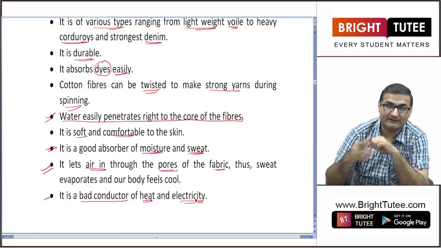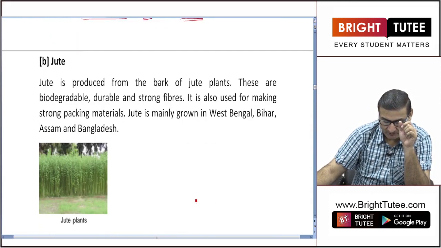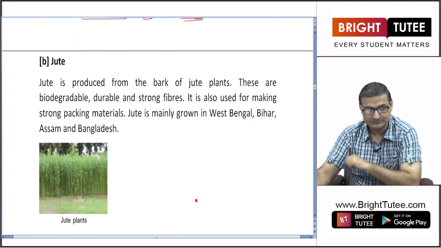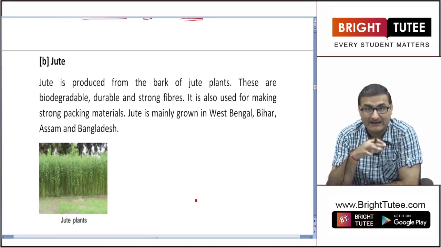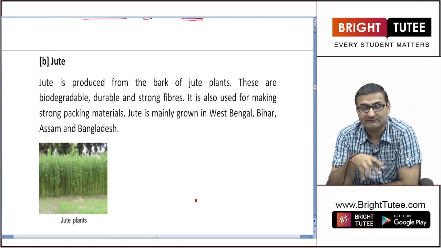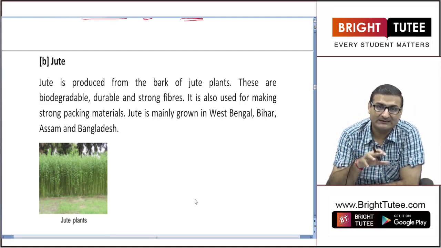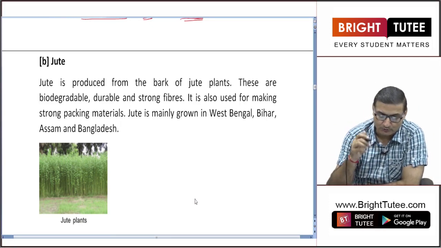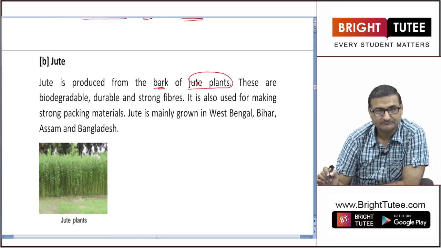The next type of plant fiber we'll be studying is jute. Now this is how a jute plant looks. Jute, of course, is a natural fiber, a plant fiber. Therefore, whatever we are studying under this topic, they are all obtained from plants. Now, cotton is obtained from cotton plants. Jute is obtained from the bark of jute plants.